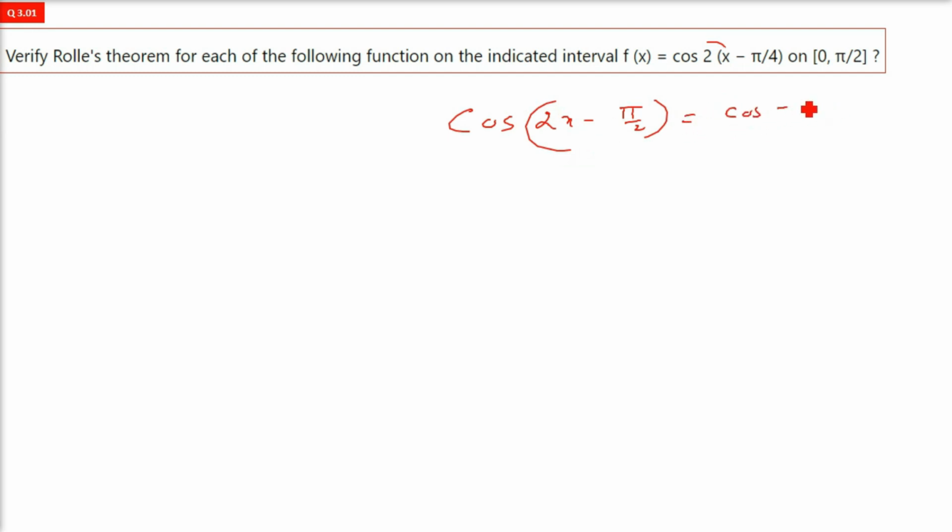I can write it as cos minus. I'm taking minus outside, so from the bracket, it will be cos of negative (pi by 2 minus 2x). But cos minus theta is plus cos theta. If you remember, sine negative theta is negative sine theta. But in case of cos theta, cos negative theta is not negative cos theta. In fact, it is cos theta. So you can just ignore this negative sign in between, so you are left only with cos (pi by 2 minus 2x).